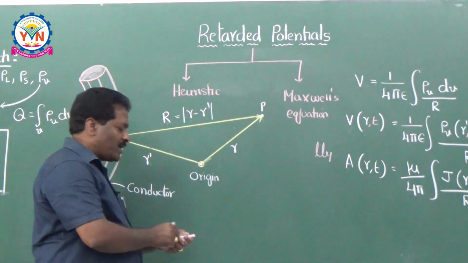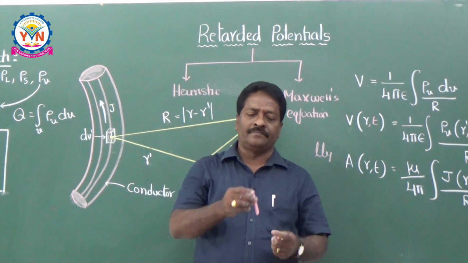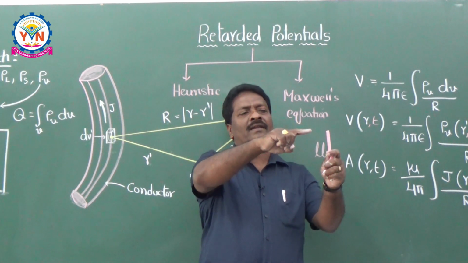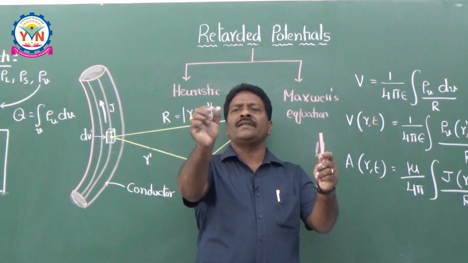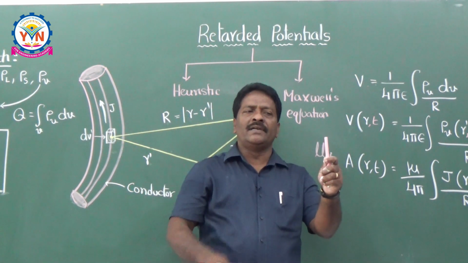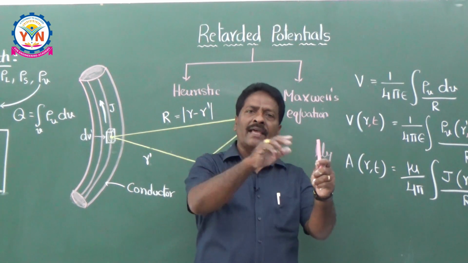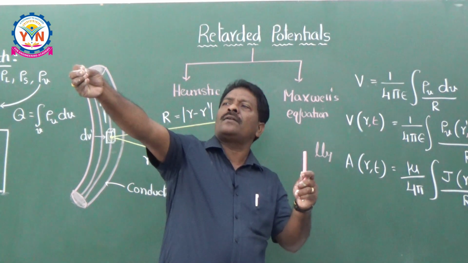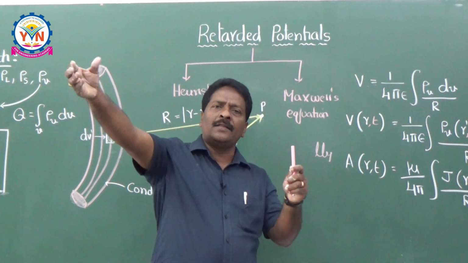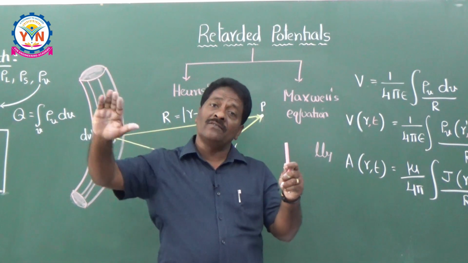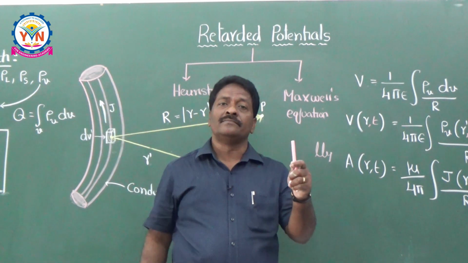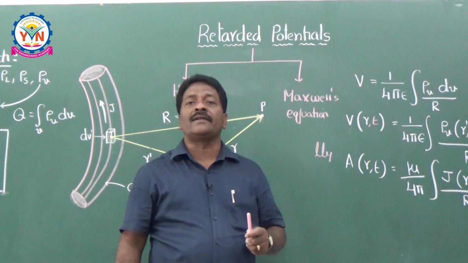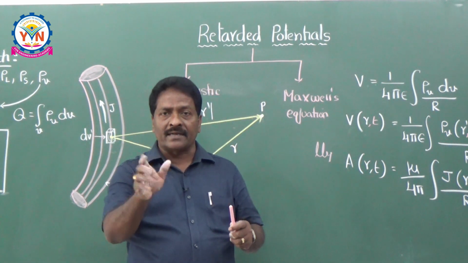For example, this is the antenna. Through this antenna, the electromagnetic waves are released like this. The potential at each and every point is not the same. It depends on the actual distance as well as time. So whenever you are measuring the potential at a far away point, the potential will be delayed. The potential will be delayed and retarded also. That's why the potential at a far point from the antenna is called a retarded potential.